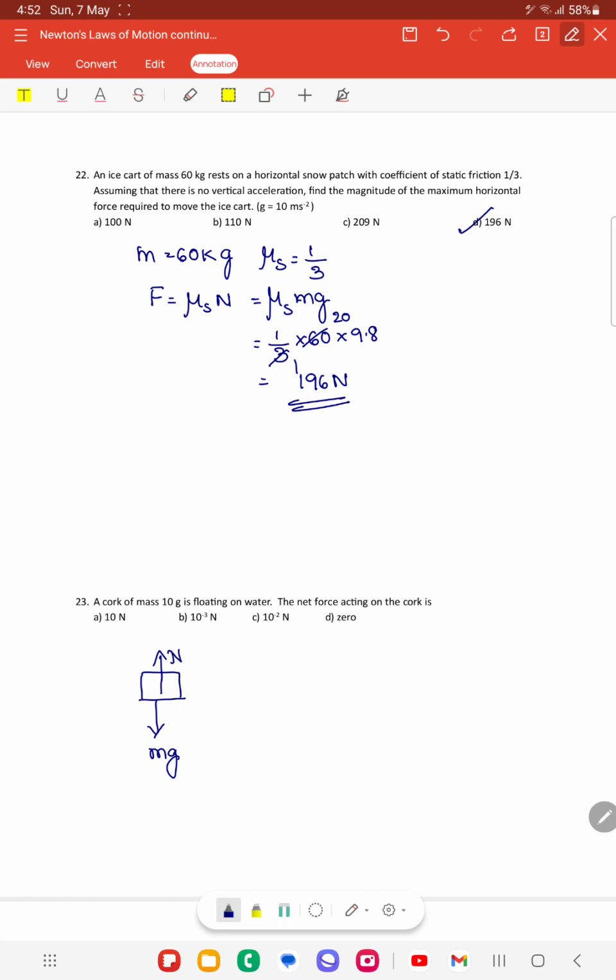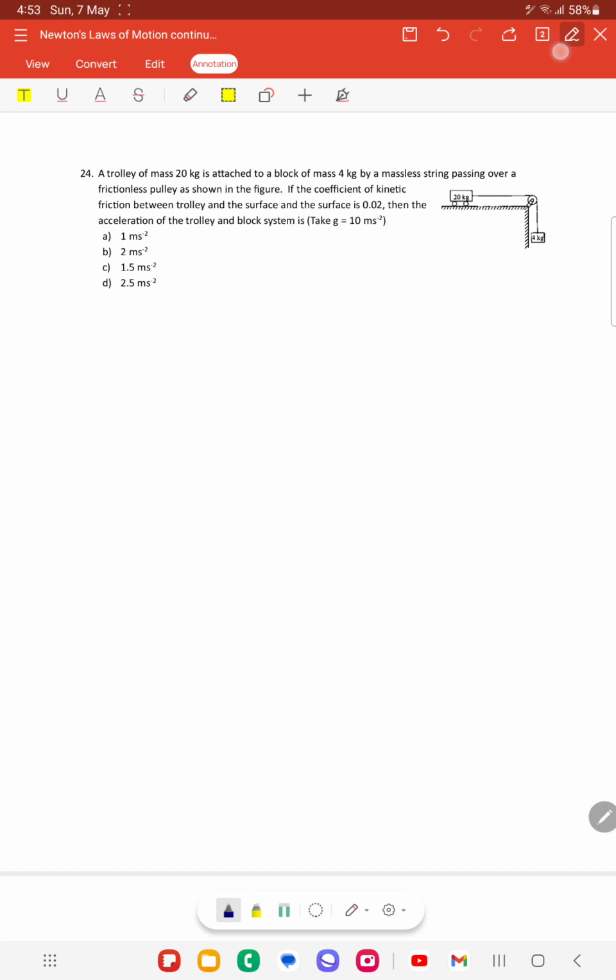Here it is in an equilibrium position, that is nothing but N is equal to mg, or F net is nothing but N minus mg. Since N is equal to mg, the net force acting on it is 0. So option D is the right answer.